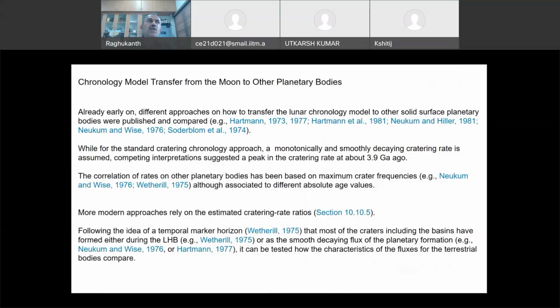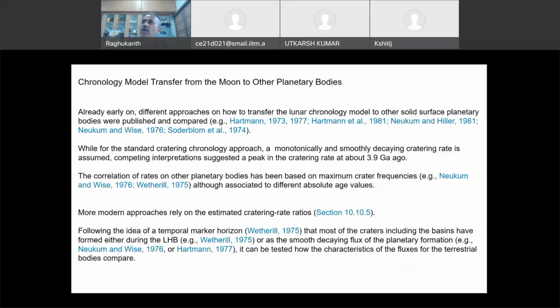So now how do we transfer? So this is a chronological model transfer from the Moon to other planetary bodies. See why Moon is very well established. The reason is, human missions went, we have samples from there, and we have tested them in the laboratory. And on Moon there is no atmosphere, no weathering or nothing has happened. So Moon preserves nicely all the history from 4 billion years ago, everything is nicely preserved on Moon itself.